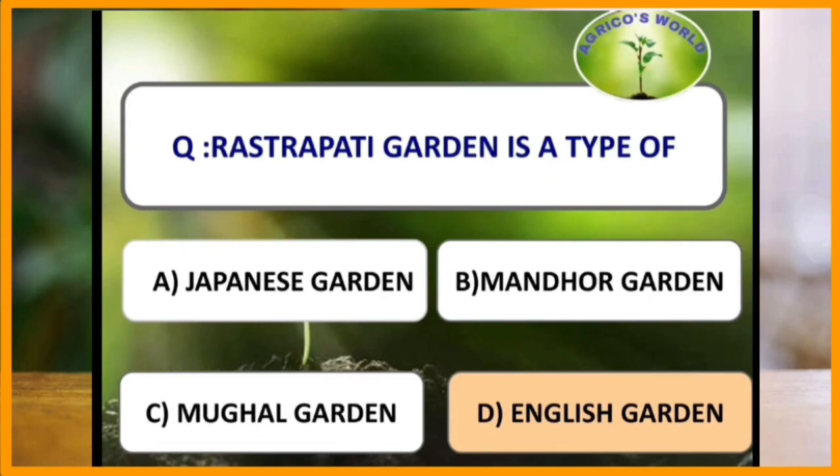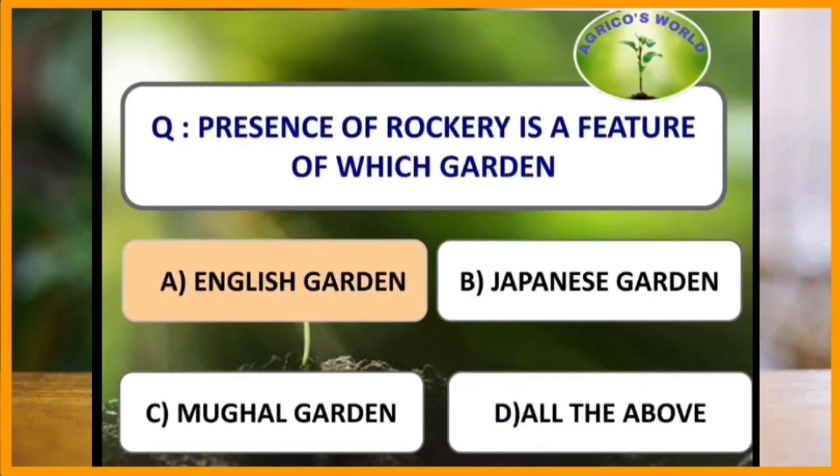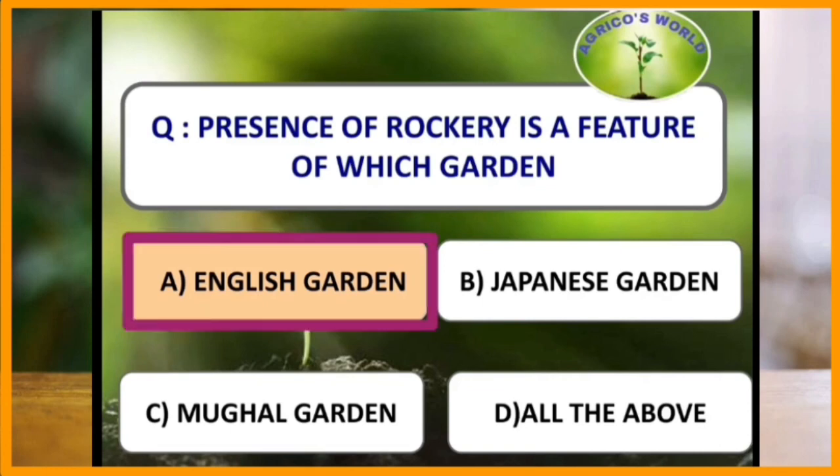Moving on to the next question. Rashtrapati garden is a type of which garden? Rashtrapati garden is a type of English garden. Presence of rockery is a feature of which garden? The presence of rockery is an important feature of English garden.